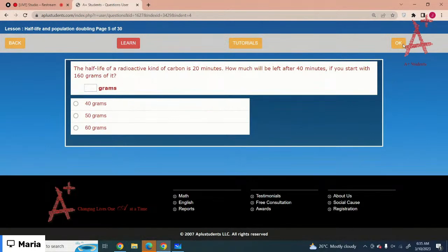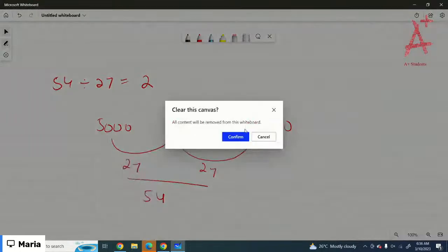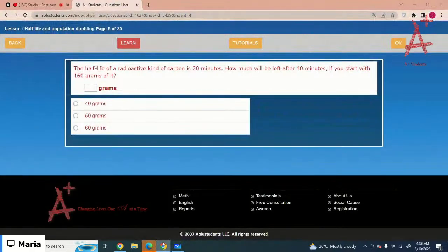Okay, the half-life of a radioactive kind of carbon is 20 minutes. How much will be left after 40 minutes if it starts with 160 grams? Got it? So 40 divided by 20 is 2. That means it has 2 half-lives until 40 minutes.